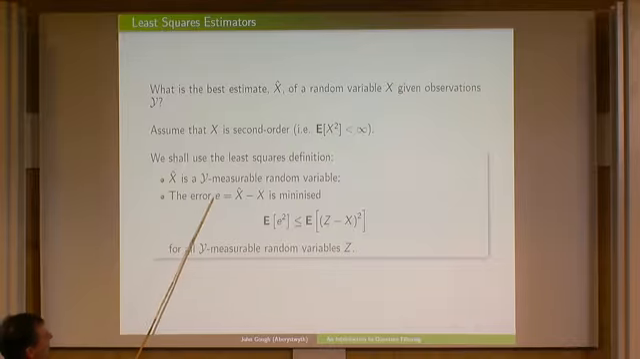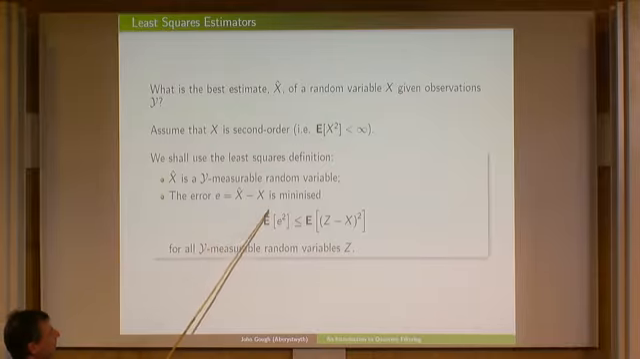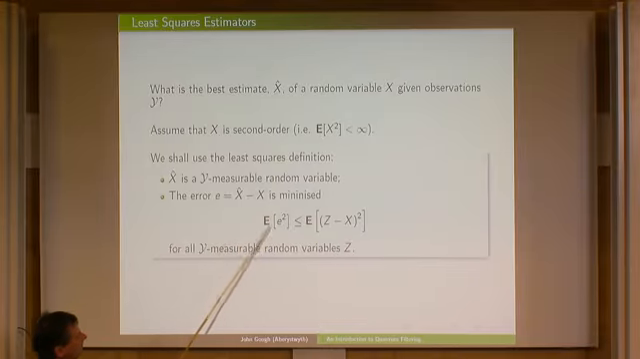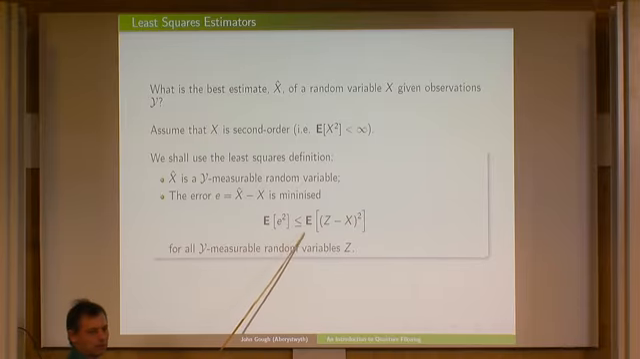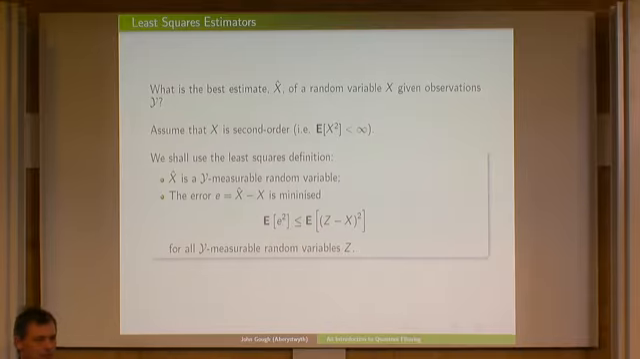So we restrict to second order random variables, ones with finite second moment. The least squares definition here for best estimate is the random variable which is y measurable, so determined by the information in what we're observing, such that the error between our estimate and x, its second moment, which is basically the mean square error, is minimized compared to choosing any other z that's y measurable, right?